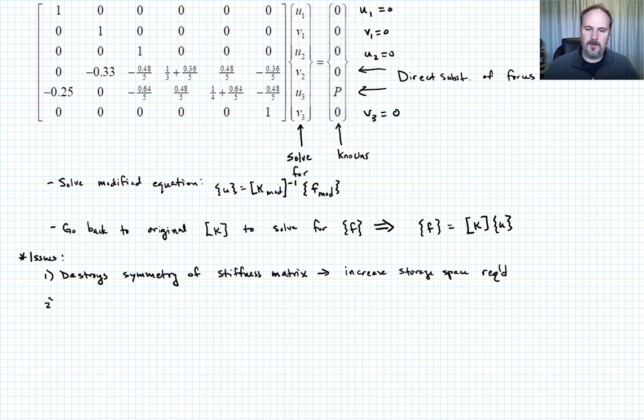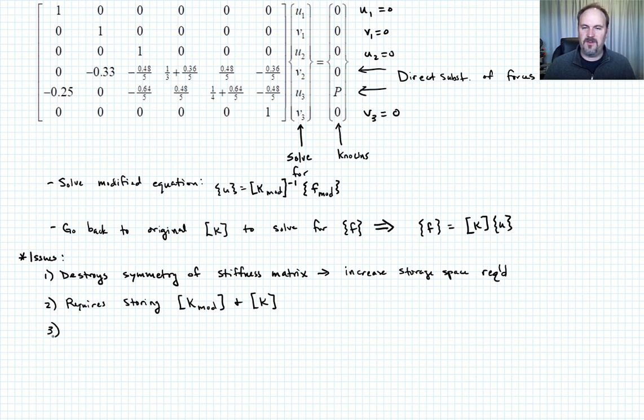Number 2, in addition to not having a symmetric stiffness matrix, so we have to store the entire thing, we also, as you can see, when we modified K, we destroyed the original stiffness matrix, right? So we actually have to store the modified and the original stiffness matrix, right? Because we needed to store K so we could get the reaction forces, that force vector, after we solve for the displacements.